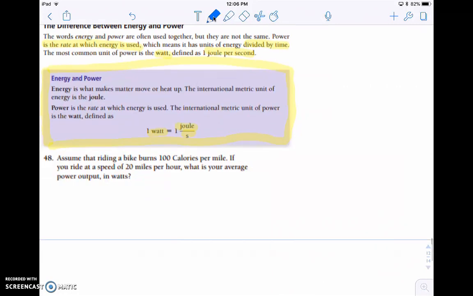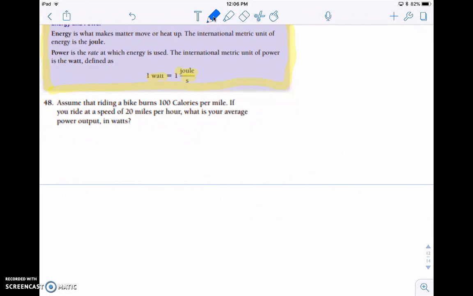So let's look at an example here. Assume that you're riding a bike. Riding a bike burns 100 calories per minute. Okay, so that is a critical piece of information there. If you ride at a speed of 20 miles per hour, what is the average power output in watts? Again, we're burning energy over time, so we can find the power. So the first bit of information we know is that there are 100 calories for every 1 mile. So 100 calories per mile. That was the first piece of information.